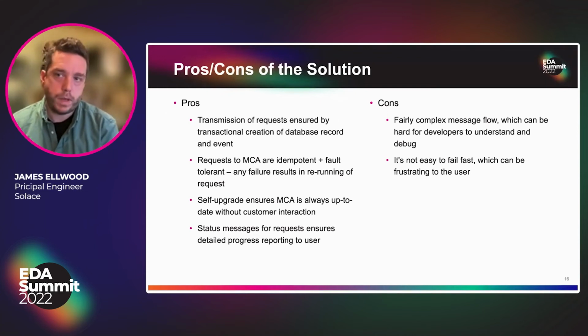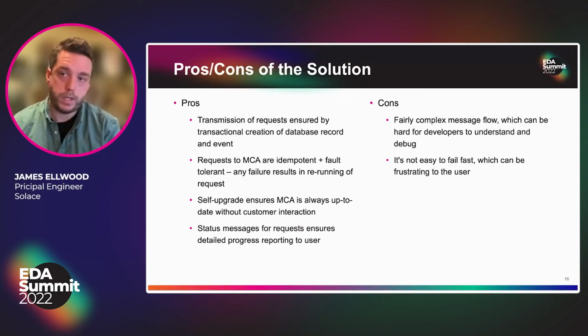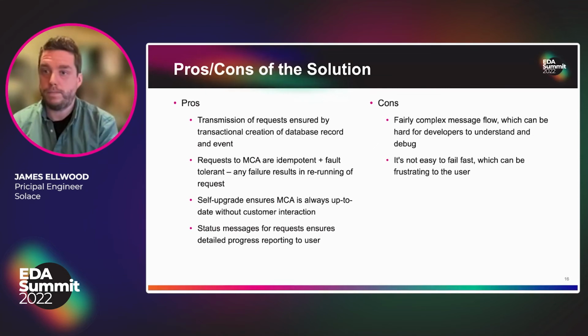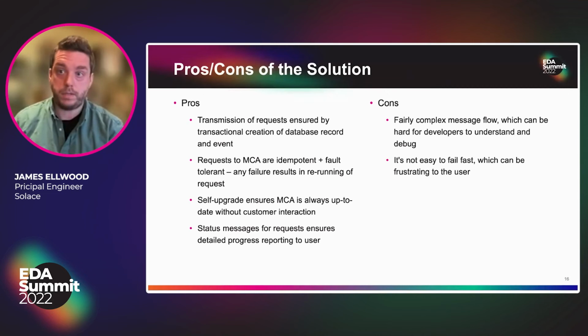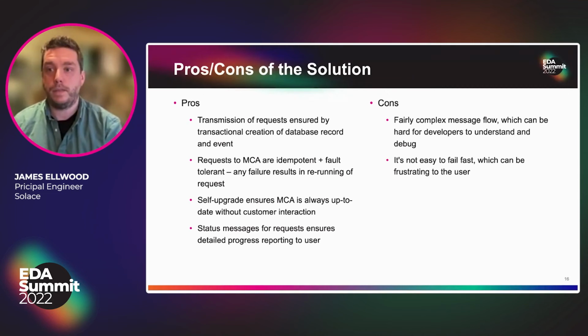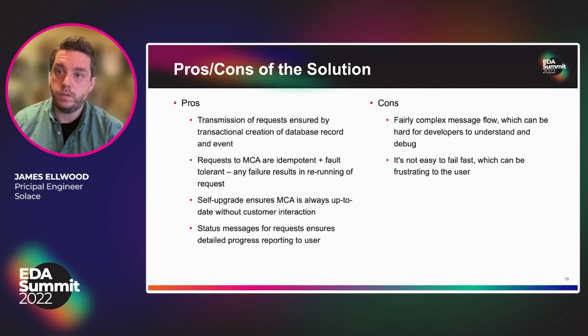But there's some issues with the solution. It's fairly complex, and especially we find that developers take some time to figure it out and to be able to trace patterns across the estate. And it's not so easy to fail fast because we're fault tolerant, because things can be retransmitted. Things happen slowly, and so that can be frustrating to the user. But all in all, we think it's a pretty great solution to the problems that we have.